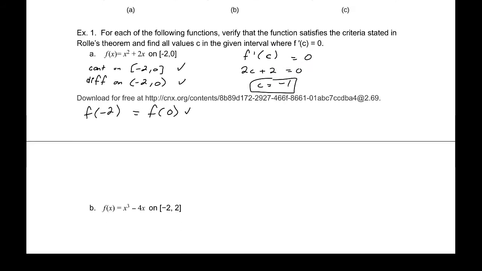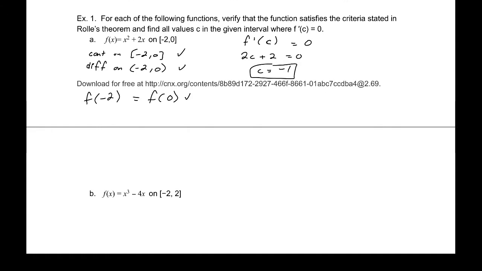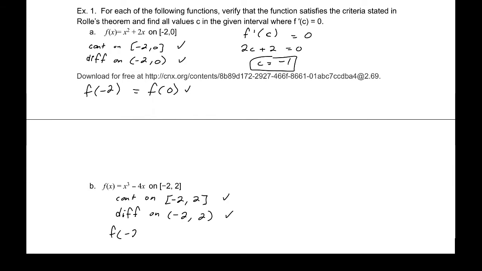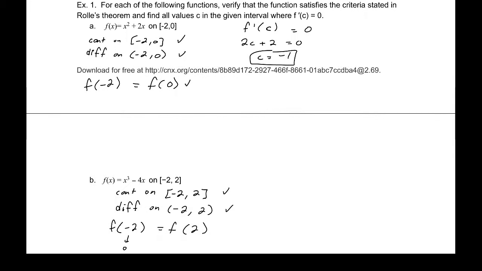All right, part B. First, is this function continuous on the interval -2 to 2? Yes, again, because it is a cubic, a polynomial. It is also differentiable on -2 to 2, and everywhere. Last, is f of -2 equal to f of 2? If we evaluate that, it is -8 plus 8, which is 0. Evaluating at 2, it is 8 minus 8, which is also 0. So yes, those two endpoints are equal.